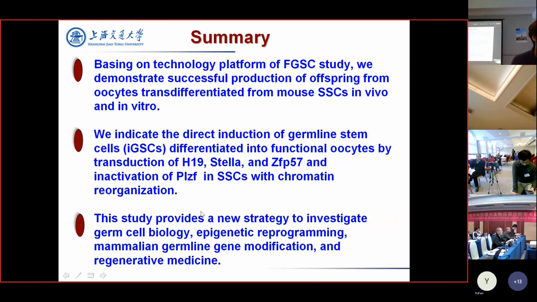This study provides a new strategy to investigate germ cell biology, epigenetic reprogramming, mammalian germline gene modification, and regenerative medicine.